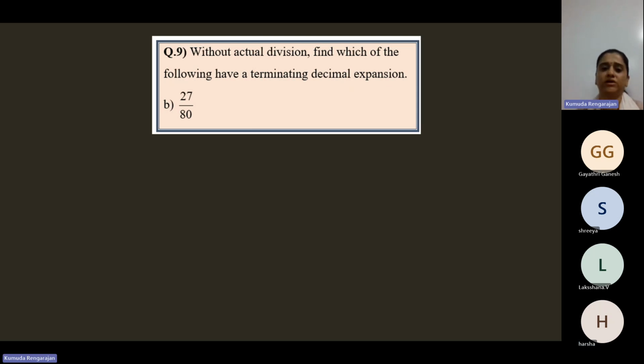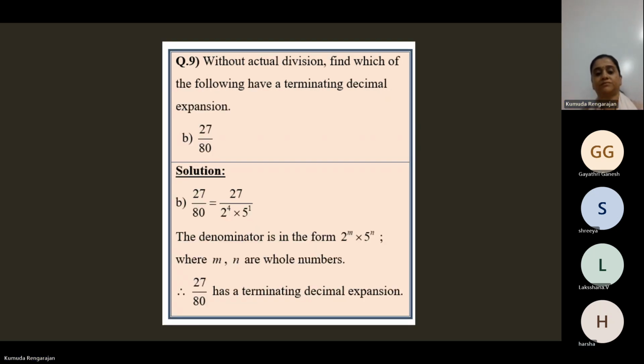Terminating decimal expansion. Okay, so the denominator. Very good. 2 to the power 4 into 5 to the power 1. Very good. Correct. You cannot simplify. 27 and 80 cannot be further reduced. Okay, so yeah, correct. All right.